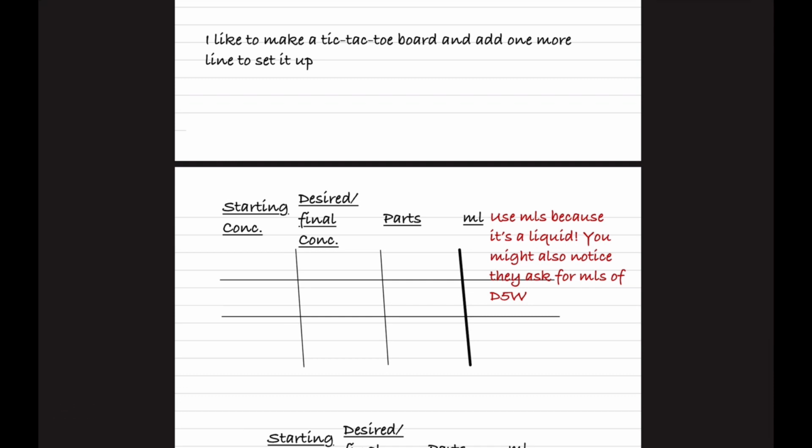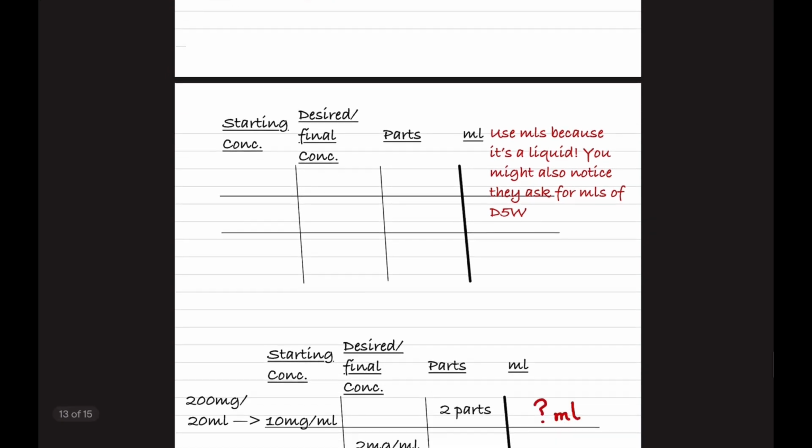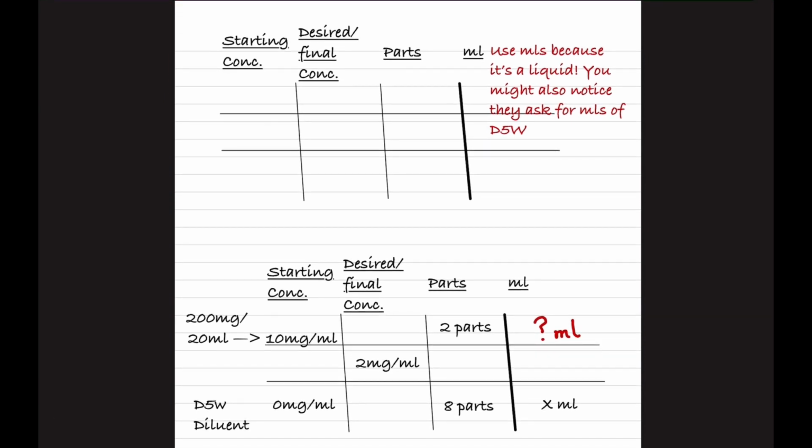Now, how do we set it up? I like to make a tic-tac-toe board and add one more line to set it up. Here's what it would look like. We put concentration starting here in the outside boxes, and the desired final concentration will go in the middle. We subtract diagonally to get the amount of parts.